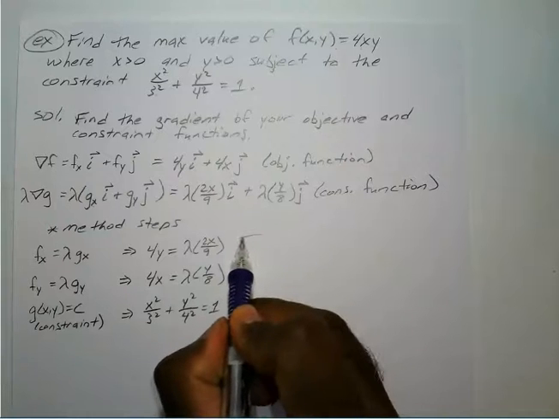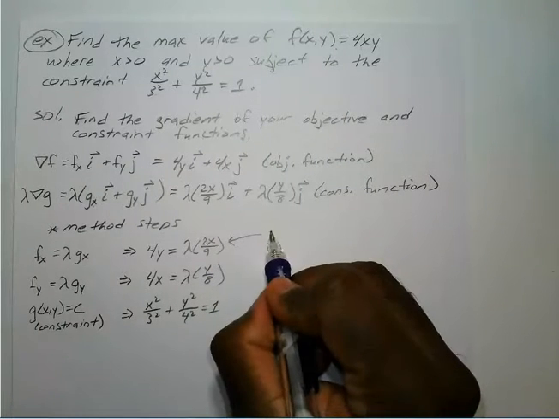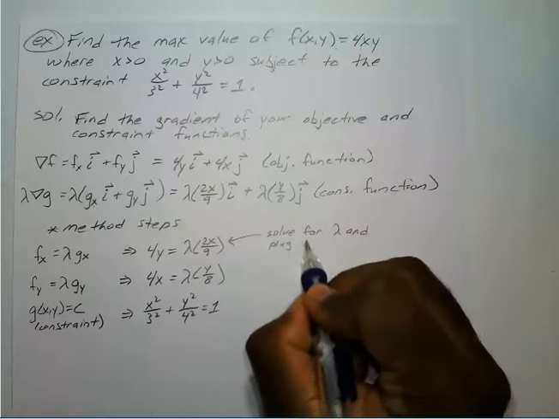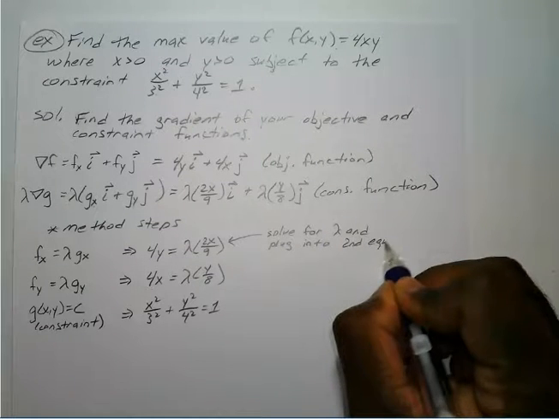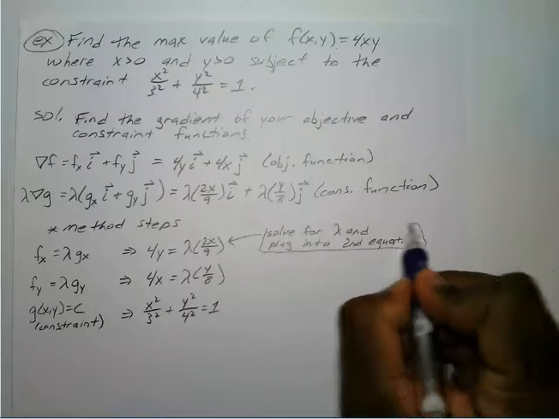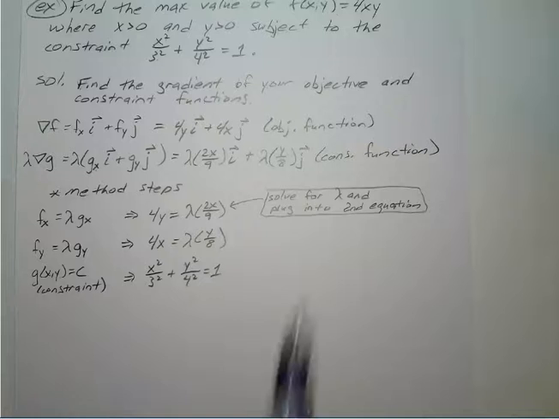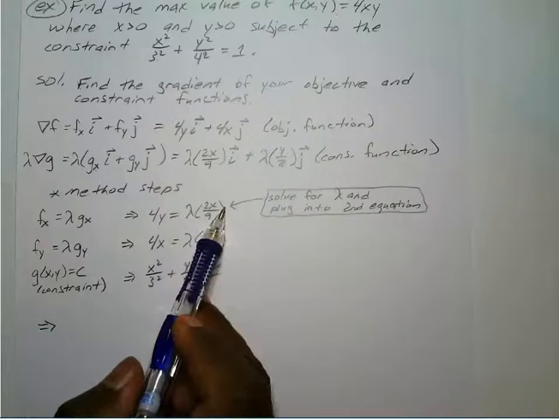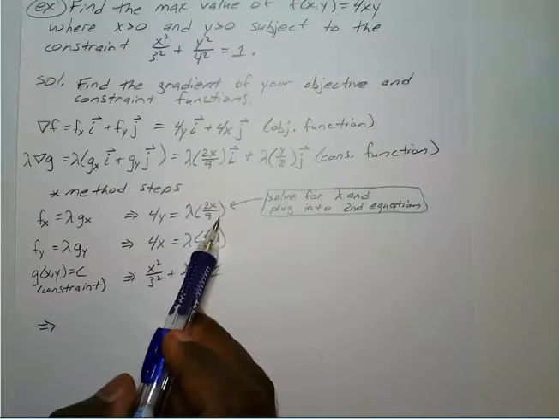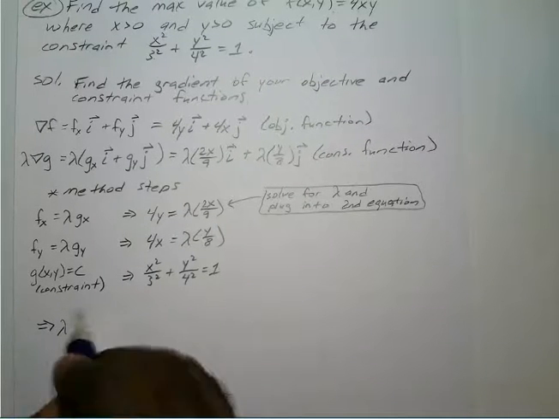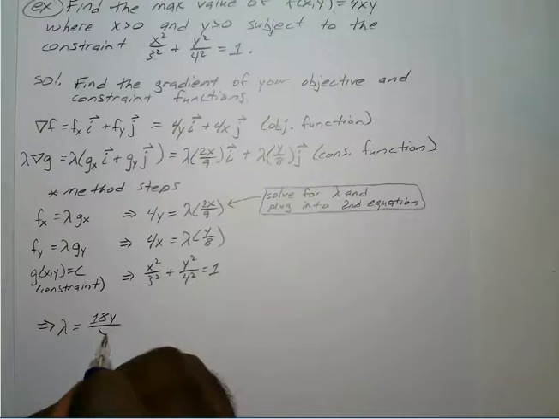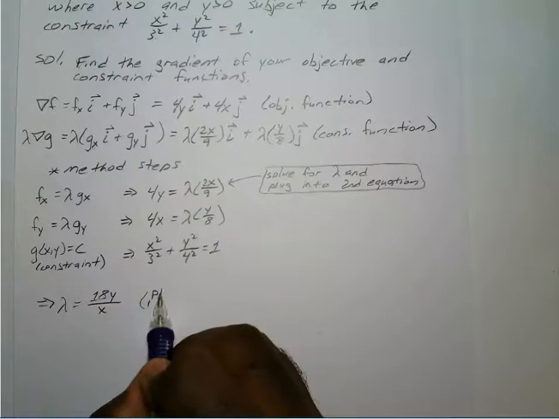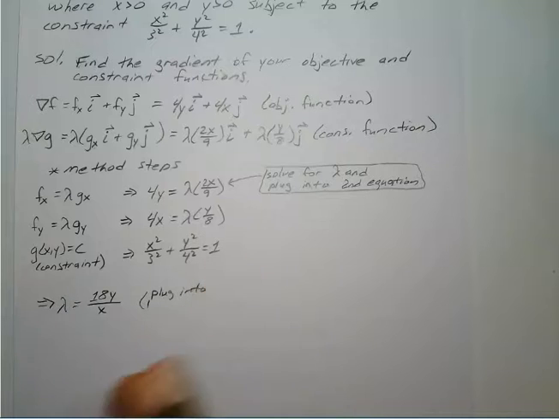Now, what we're going to do here is solve for lambda and plug into the second equation. So if we solve for lambda, just multiply both sides by 9 over 2x, and you end up with lambda equals 18y over x. Then we're going to get that and plug into the second equation.